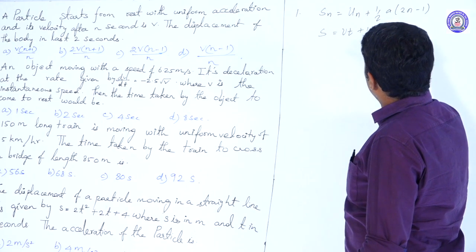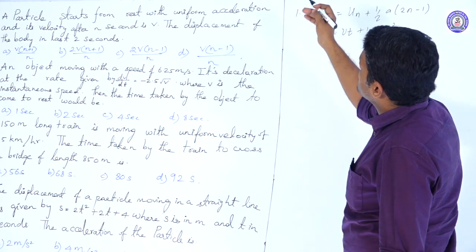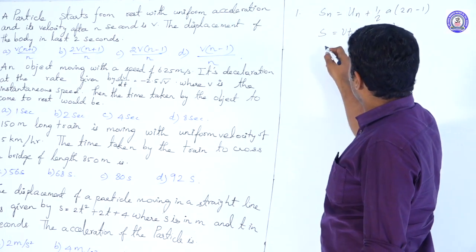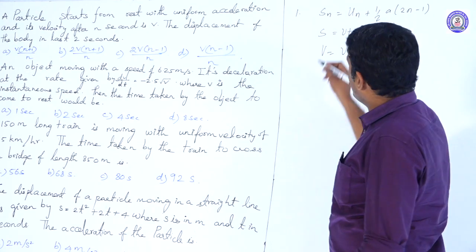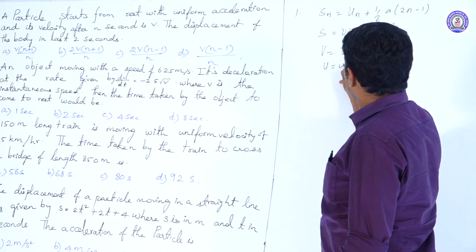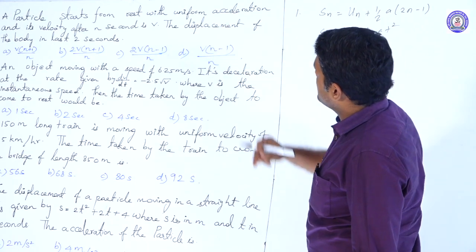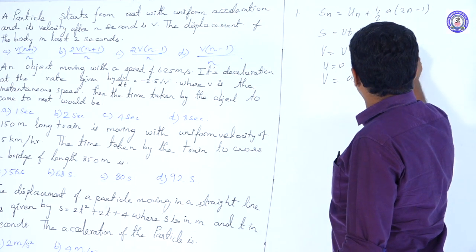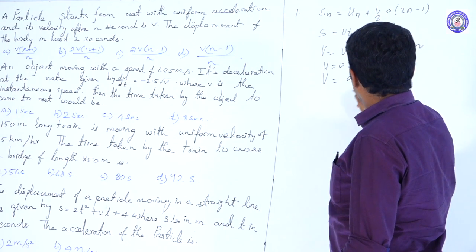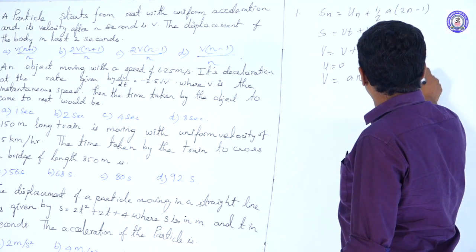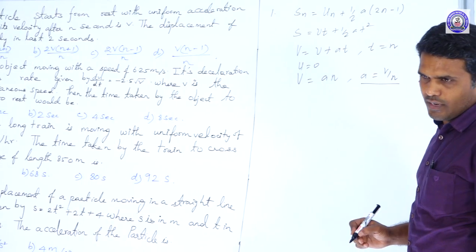Now, we can use any of the formulas here, but they have already mentioned the particle starts from rest with uniform acceleration. Here another equation of motion is also required, v equals u plus at, where it starts from rest, so initial velocity u is 0. v equals a into, they have mentioned the time interval as nth second, so time t can be taken as n. So v equals a into n, from which we can calculate a equals v divided by n. We got the expression for acceleration, a equals v by n.